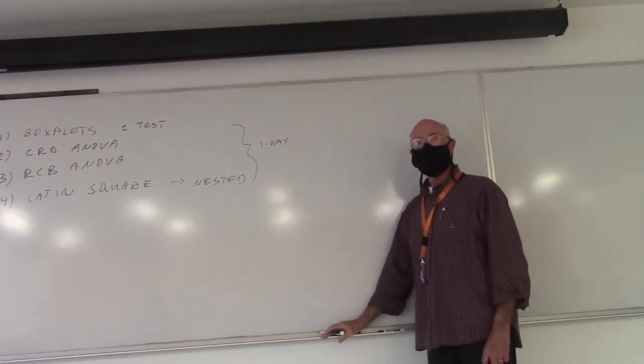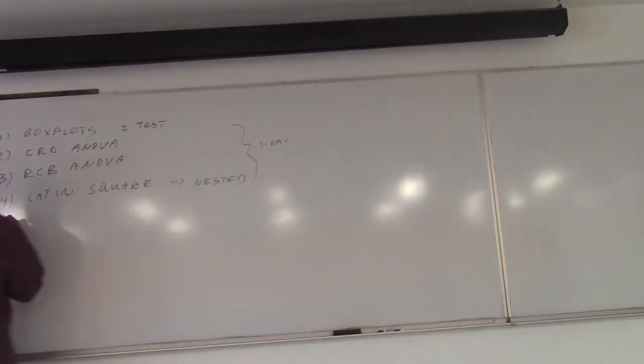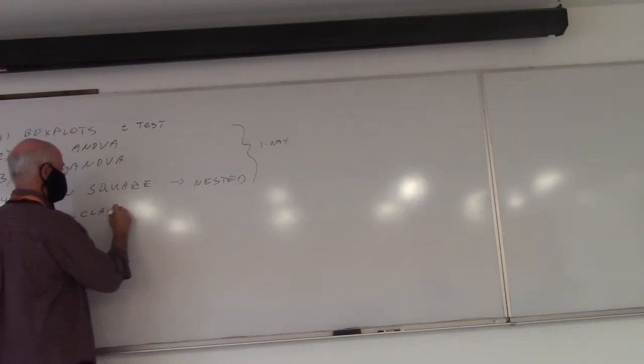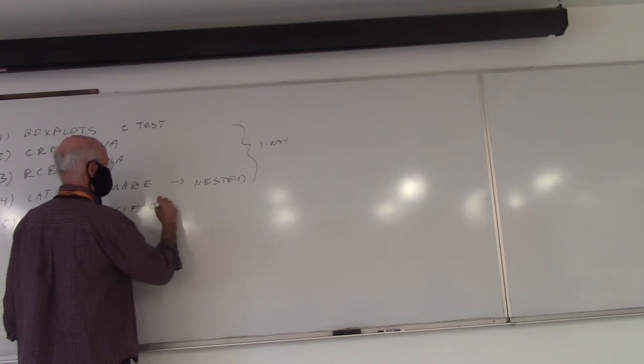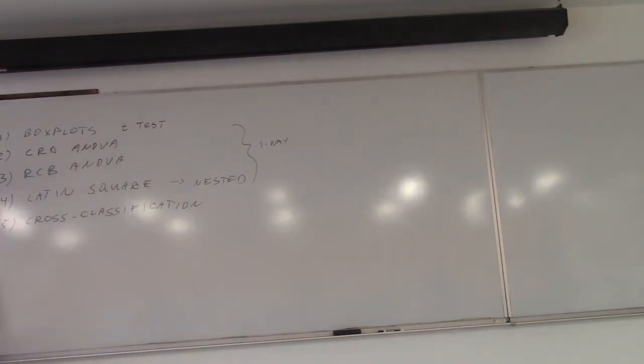After we finish the one-way ANOVAs, then we're going to start talking about cross-classification designs, also known as multi-way or factorial ANOVAs, where there's more than one factor that you're looking at. And that's simply an extension of what we've already done. It just gives you a little bit more flexibility in terms of your experimental design.